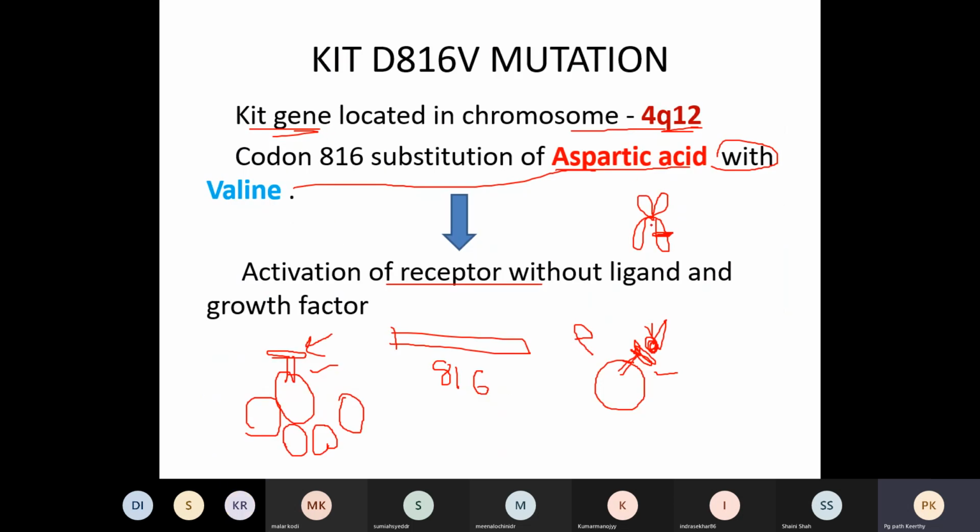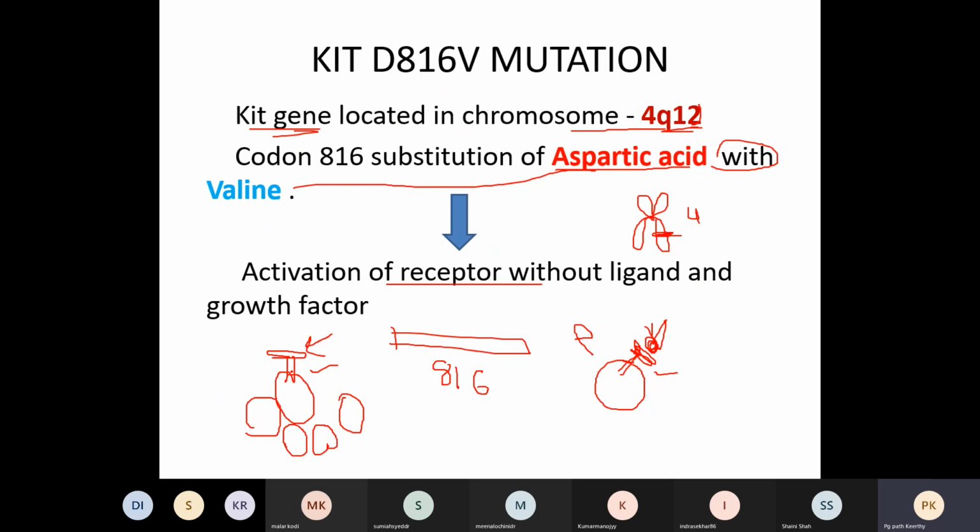So this KIT is present in chromosome number 4. Q means, last class I taught you, Q means long arm. 1 means region, 2 means band, right? So it's 4q12. So the mast cells will have a chromosome number 4 where your KIT gene is located, which normally codes for a receptor called the KIT receptor, which has a normal role in your mast cell proliferation. Okay, it has a normal role.